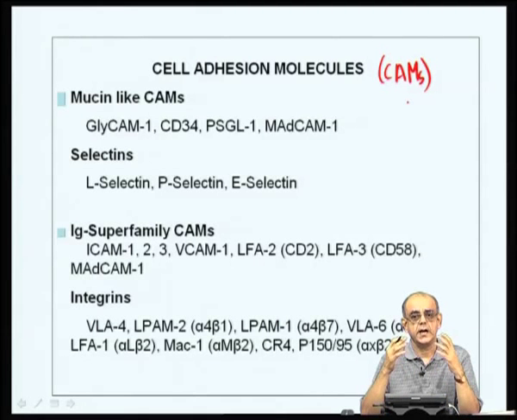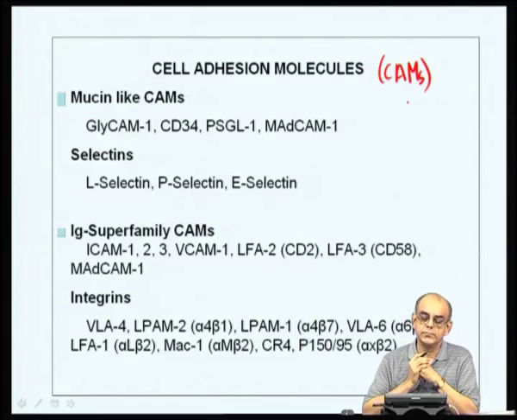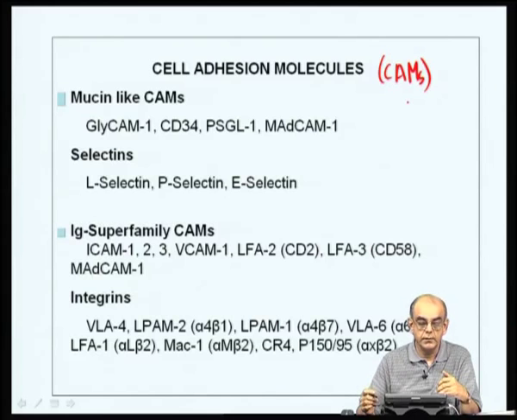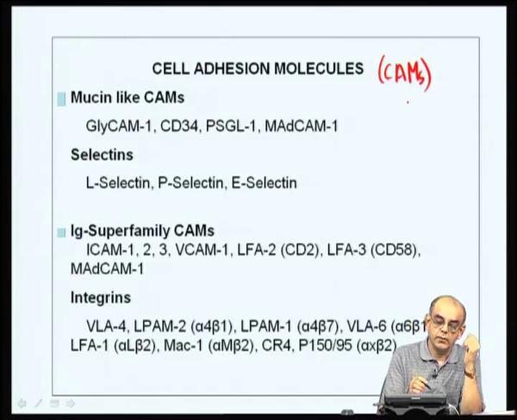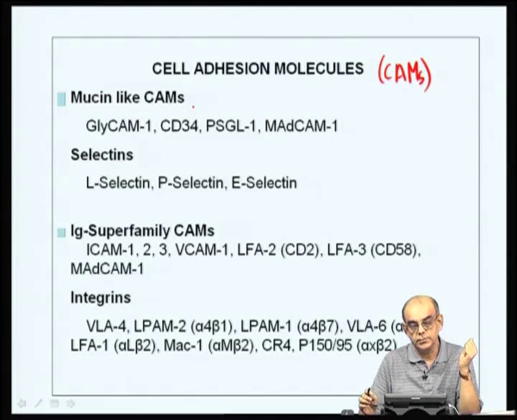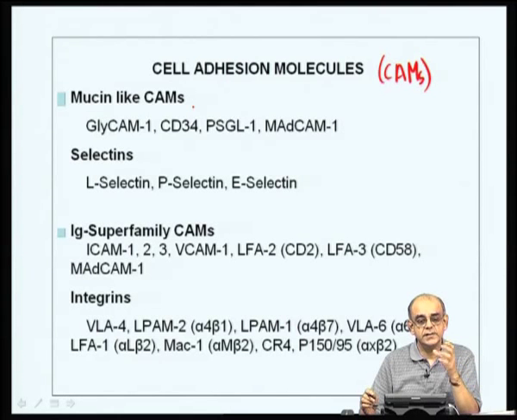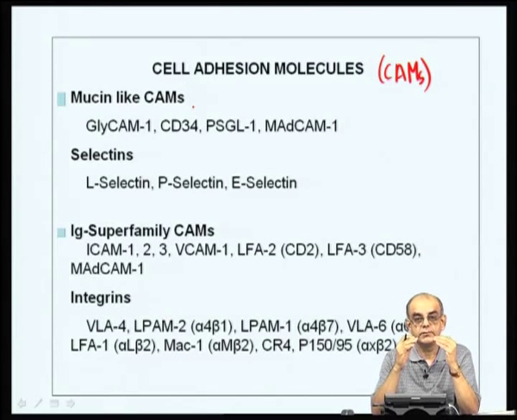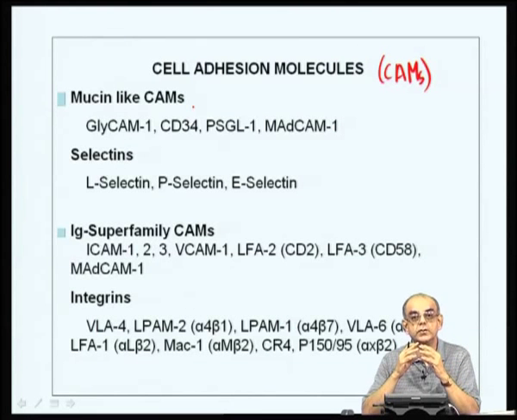So, what are these cell adhesion molecules? They have categorized a variety of different families of these cell adhesion molecules. One major class is called the mucin like cell adhesion molecules. Now, you will come across the word adhesins, because adhesins is a name given for those molecules that are expressed on the internal lumen or the surface of the vascular high endothelial venule cells.